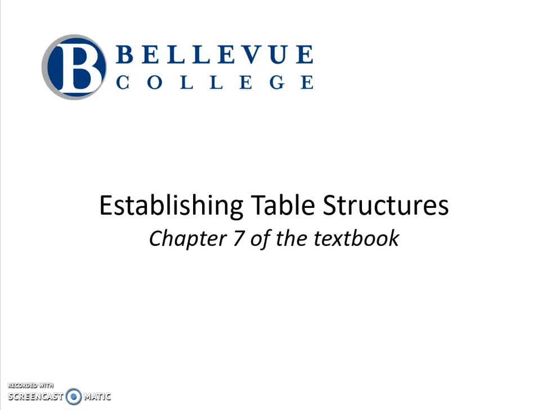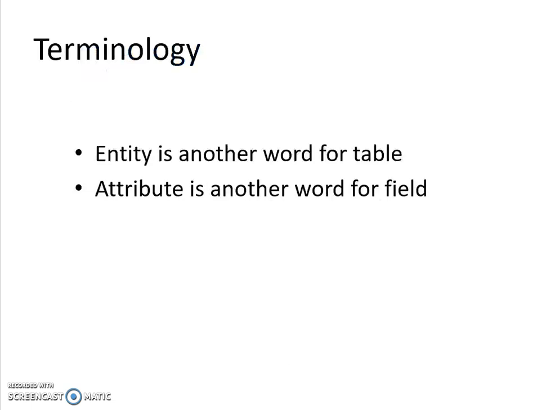This presentation covers Chapter 7 of the textbook. It's all about establishing table structures. First, a quick refresher on terminology. Entity is another word for table, and attribute is another word for field.